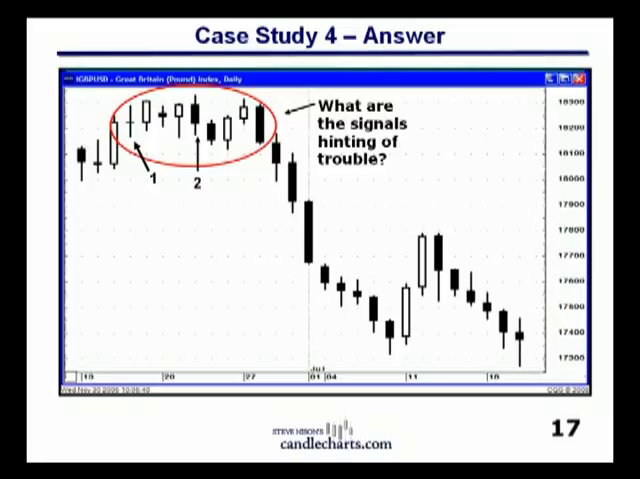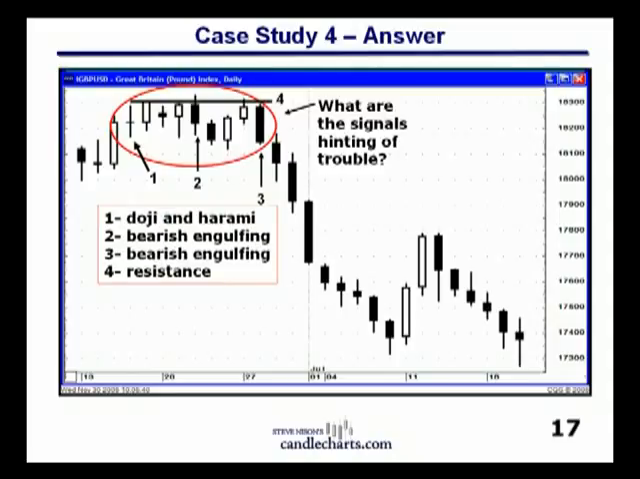Next is a bearish engulfing pattern at 2 with the black candle wrapping around the white candle. At 3, another bearish engulfing pattern. And 4, the same resistance area. So we have a grouping of indicators all converging at the same level. Now, we're going to be looking at this chart again. And so these are the signals, the doji, the harami, the bearish engulfing pattern at 2 and 3, and the resistance.